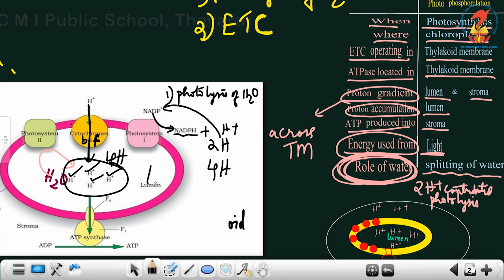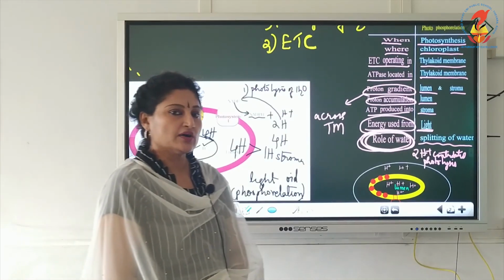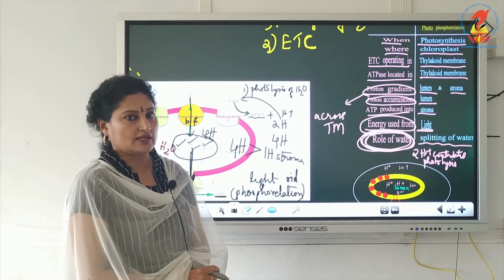So finally we have 4 hydrogens inside the lumen and just 1 hydrogen outside the lumen, that is in the stroma. So a gradient is created, and to break that gradient, the protons pass through the ATPase, and the passing of the protons through the F0 to the F1 helped in the coupling of ADP to P to form ATP. So we saw how phosphorylation took place in the presence of light, and this is called photophosphorylation. I hope the chemiosmotic hypothesis is clear. Thank you.